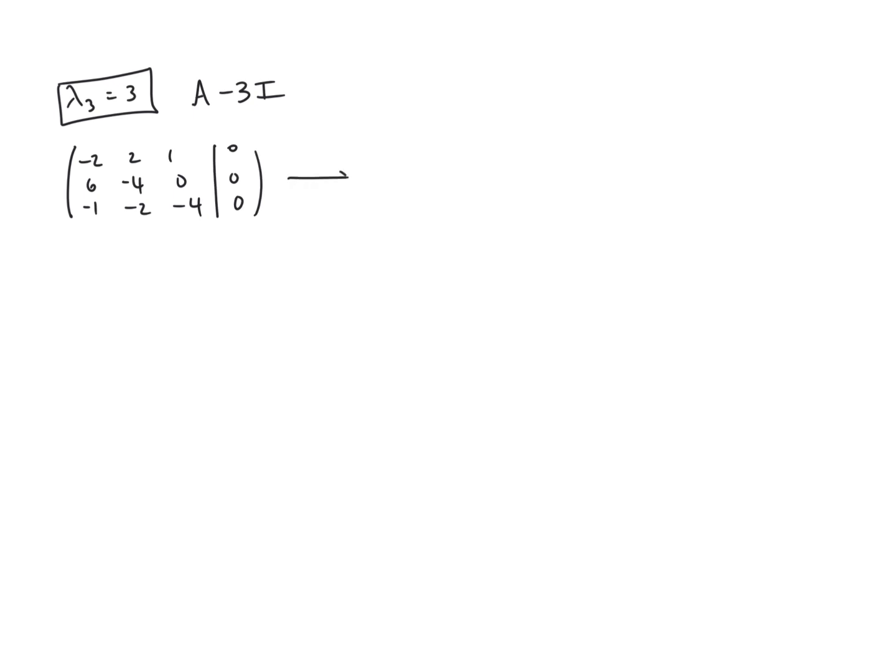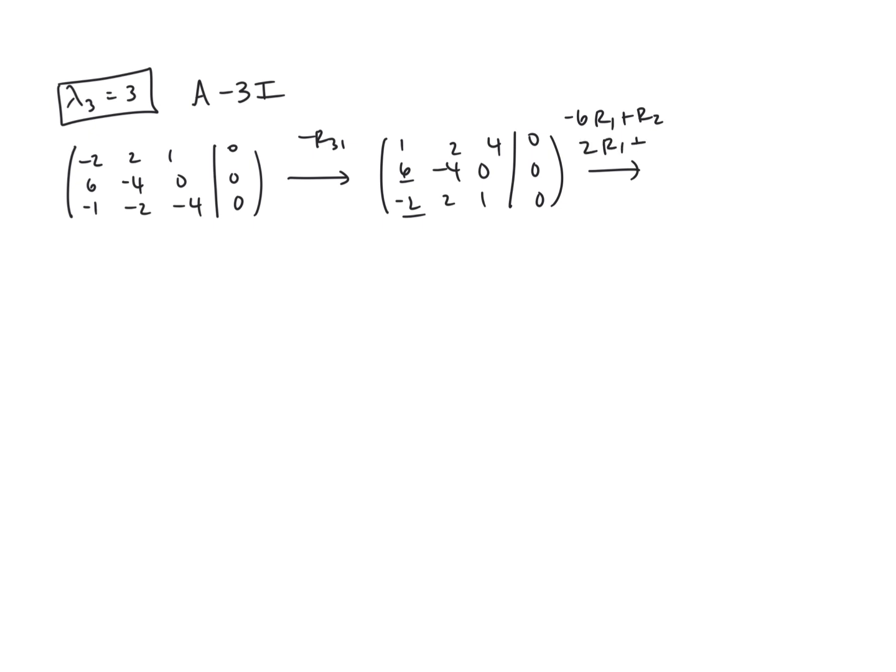Okay, so what I'm going to do in this case is I'm going to again switch rows 3 and 1 and multiply by a negative, so that I end up with 1, 2, 4. And this will be negative 2, 2, 1, 6, negative 4, 0. Next thing I'm going to do is focus on getting rid of the 6 and the negative 2. So I'm going to multiply the first row by negative 6 and add it to the second row. I'm going to take the first row, multiply it by 2, and add it to the third row.